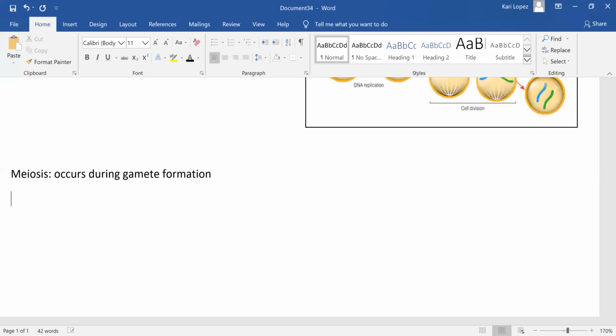So the exact definition of a gamete for anyone who might not know is any mature male or female reproductive cell. Let me look at it just to make sure. Yeah, it's like the female eggs and sperm. Yep. Mature male or female.